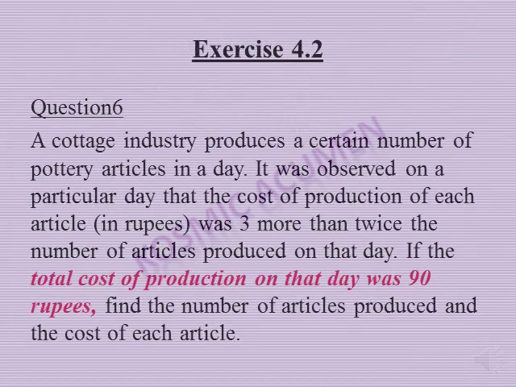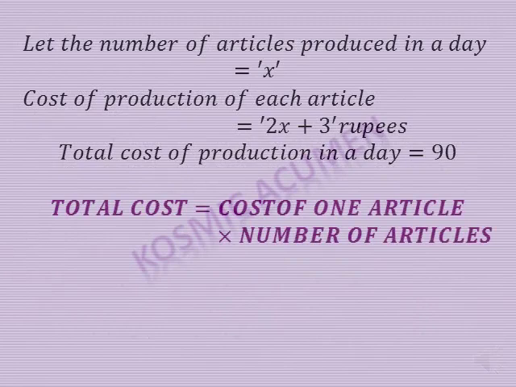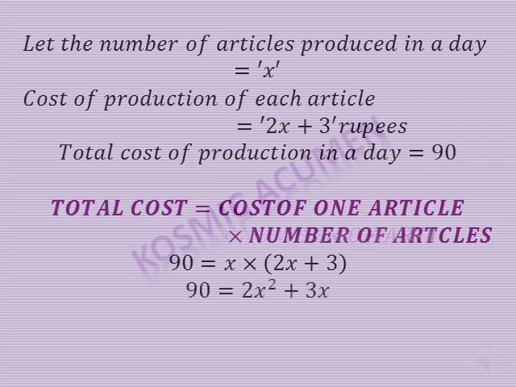Now moving further, they have also mentioned that the total cost of production on that day was 90 rupees. We can say that the total cost is equal to cost of one article multiplied by the number of articles. So here we have the number of articles to be x and we have the cost of production of one article to be 2x plus 3 rupees. So we'll simply substitute all the values in this equation and we find that we get 90 is equal to x multiplied by (2x plus 3) in brackets.